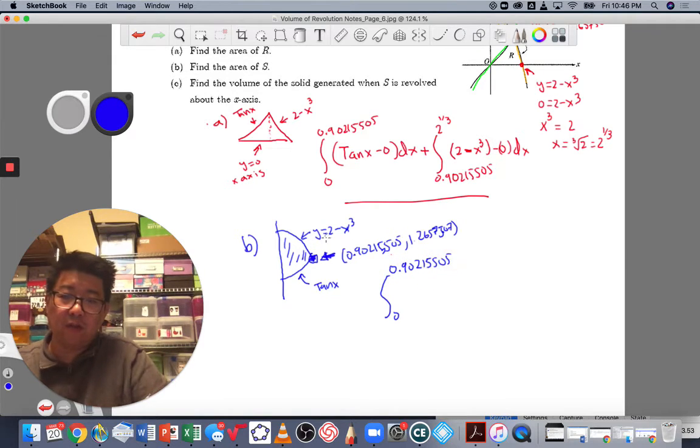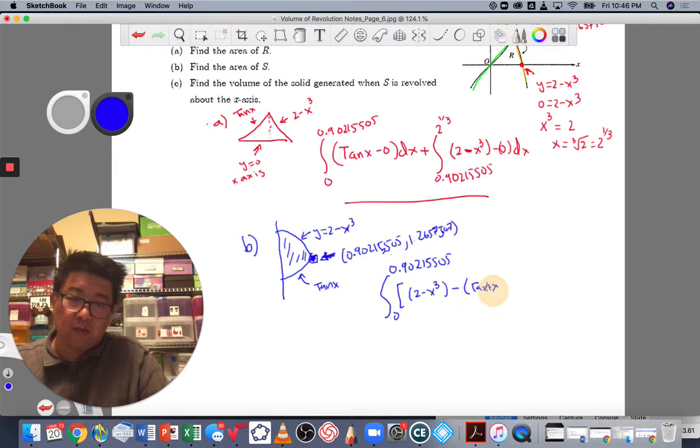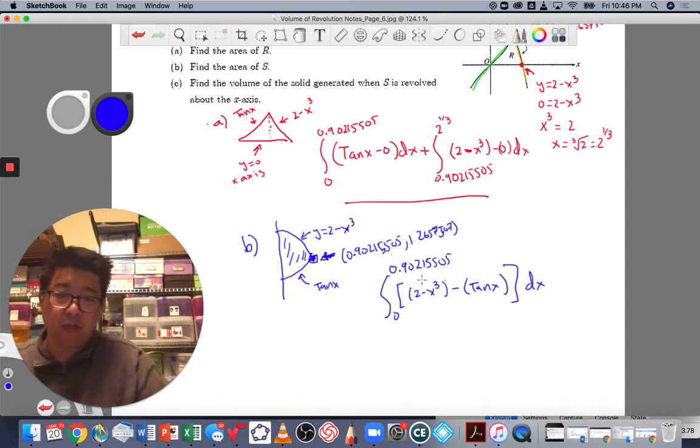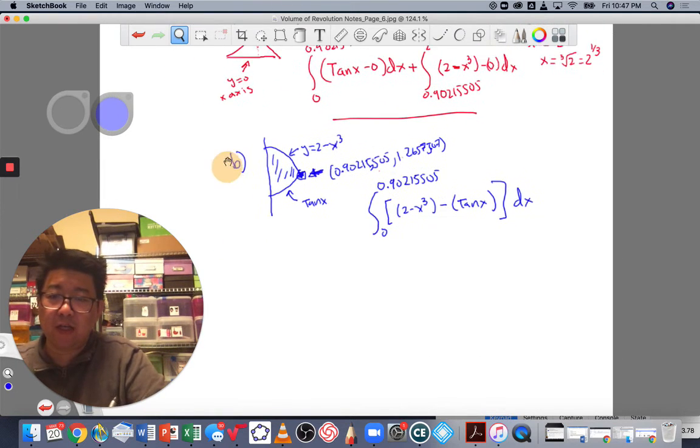0.90215505. Top minus bottom. So make sure to always use parentheses because you never know when you might have to distribute a negative. Okay, so if this had more than one thing in it, the negative would have to distribute all the way into that. Okay, so top minus bottom, there's your area. Okay, pretty straightforward.